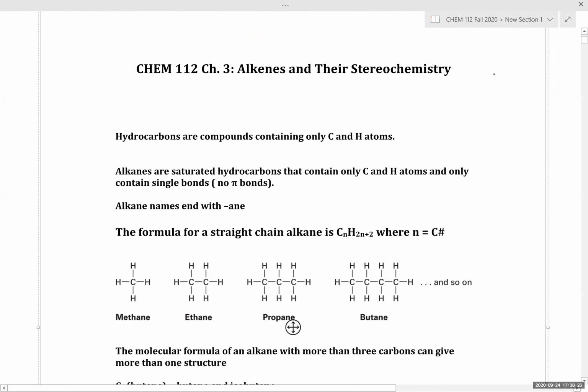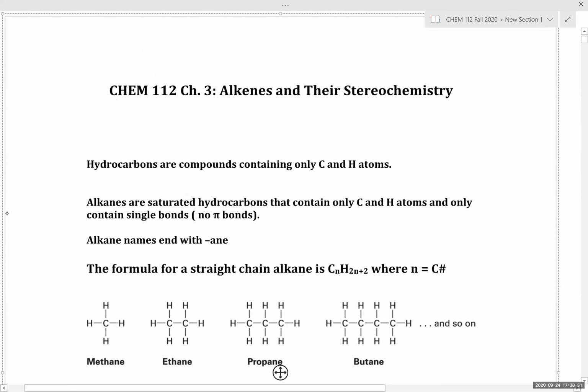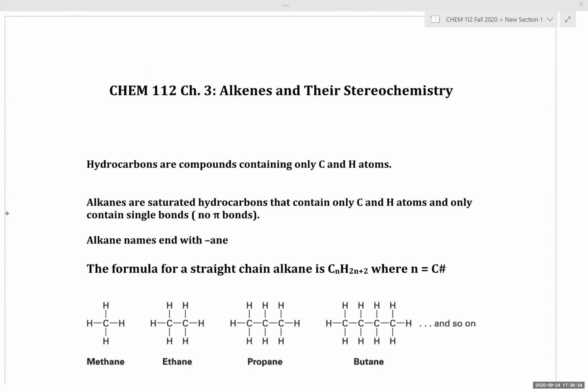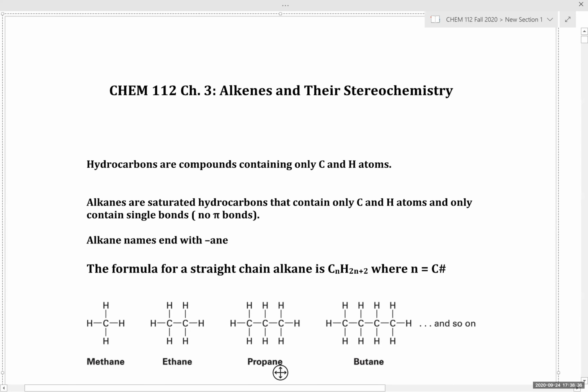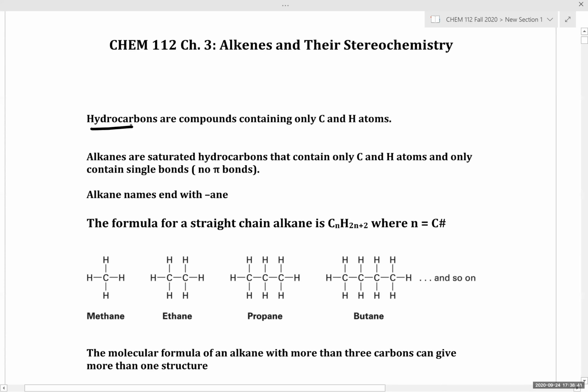And we're going to get started on chapter 3 now, which focuses on alkenes and their stereochemistry. So, alkenes, alkanes, and their stereochemistry. Hydrocarbons are defined as compounds containing only carbon and hydrogen atoms. Alkanes are known as saturated hydrocarbons that contain only carbon and hydrogen atoms and only contain single bonds. The alkane names end with an ANE ending.